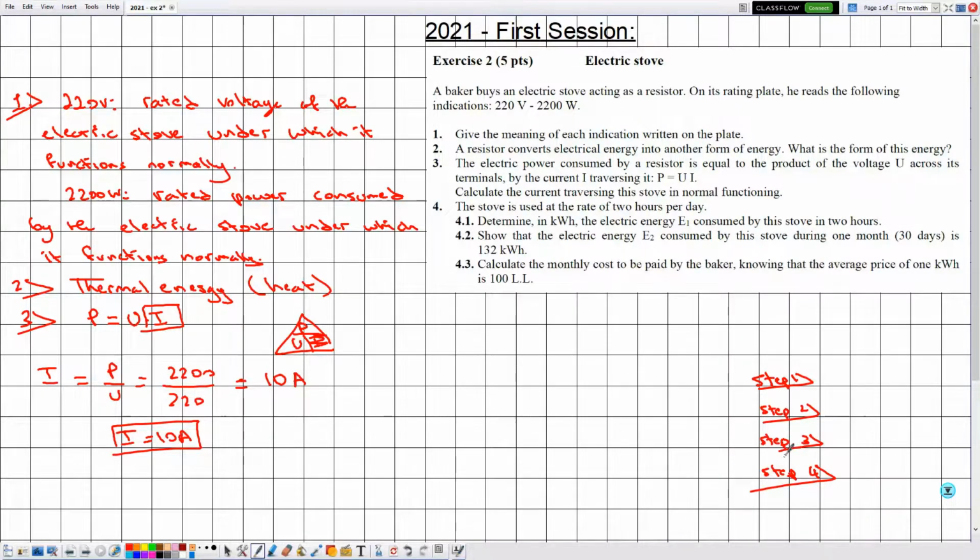Now notice that this is not part of the answer. As soon as we finish the exercise, we must erase this. Now in step 1, power must be converted to kilowatt. Then we expect that we should calculate the energy in 1 day. Then the energy in a month, which is the monthly consumption. Then finally the cost.